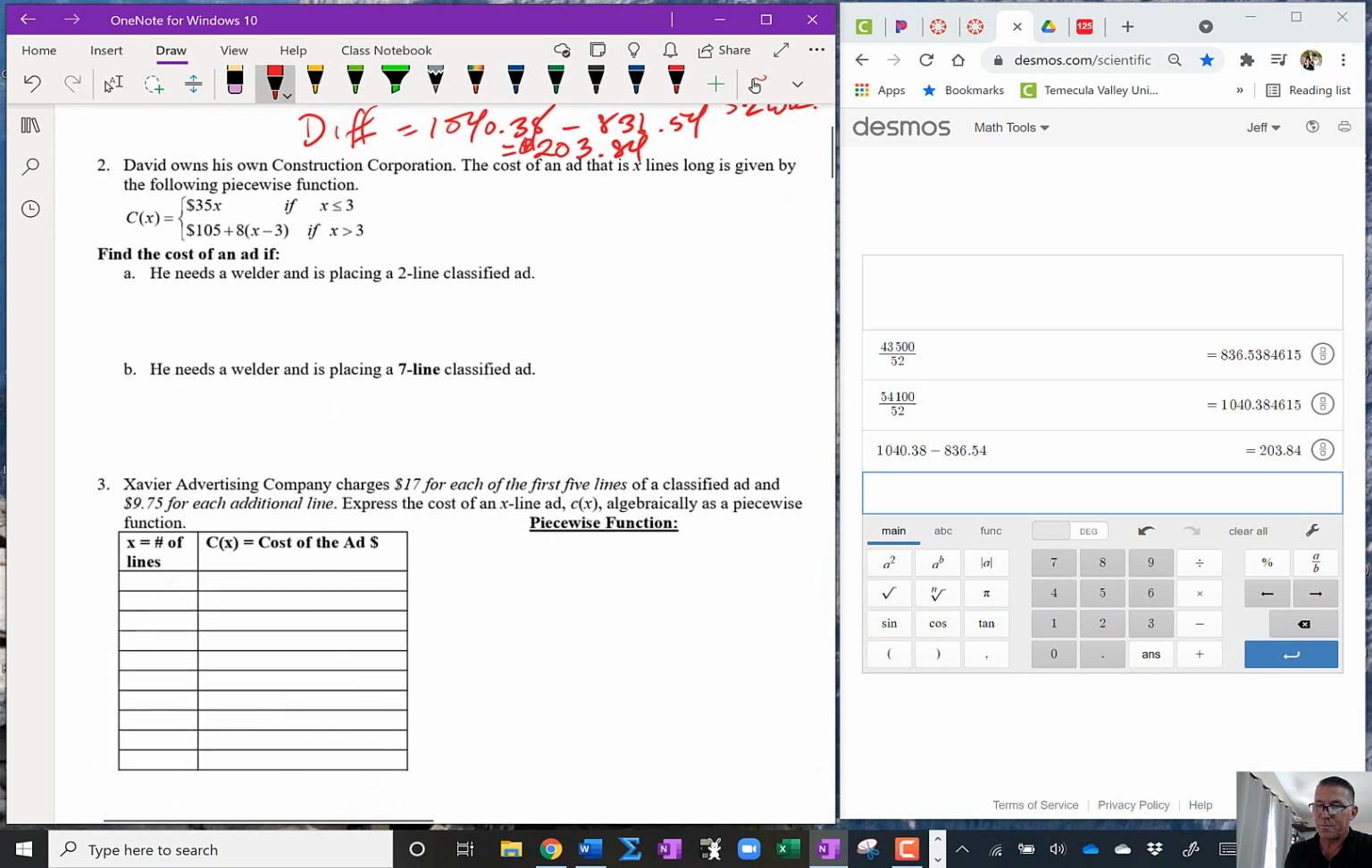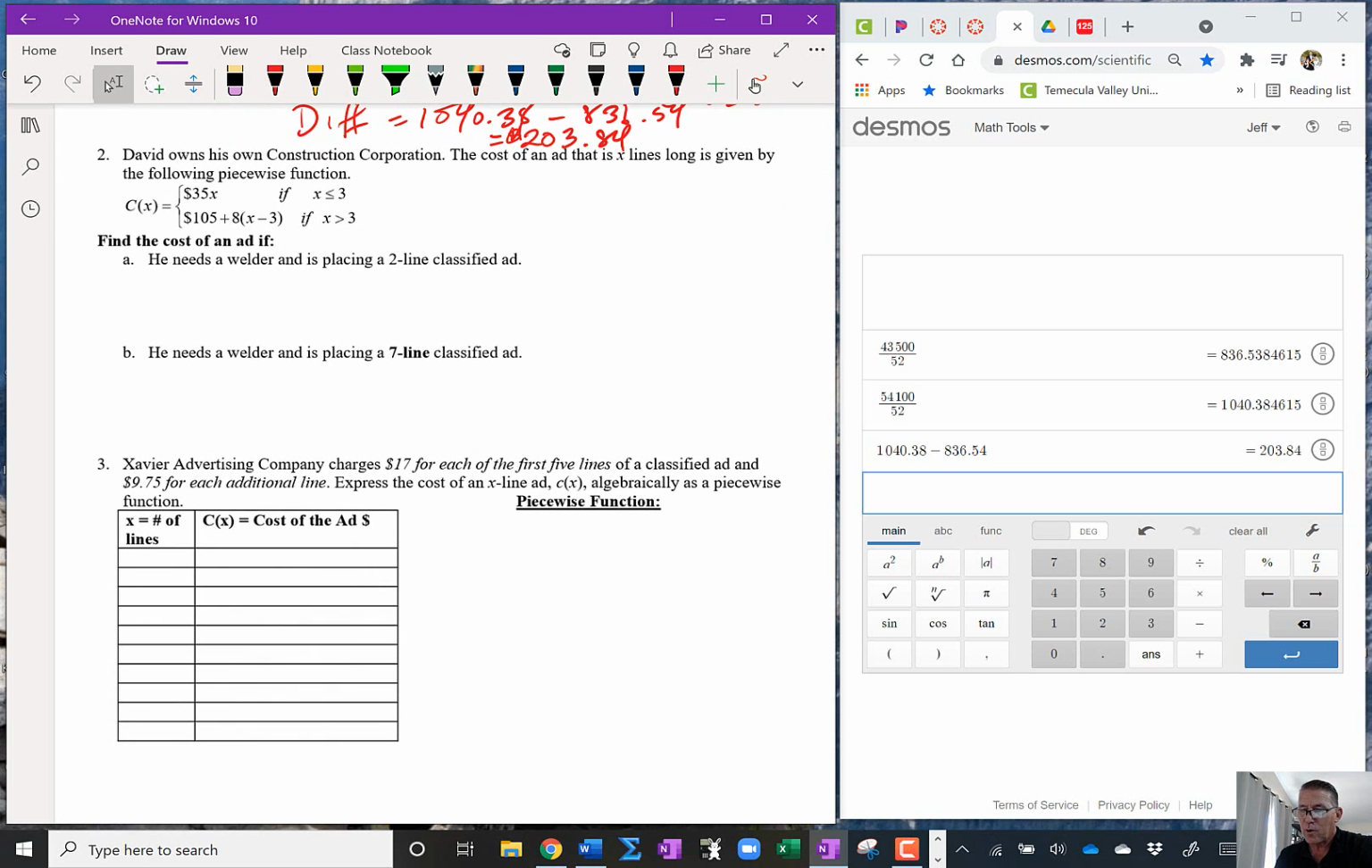Okay, number 2. David owns a construction corporation here. The cost of an ad for X lines, where X is the number of lines, is given by this following piecewise function. He needs a welder and is placing a 2-line ad. So here X is 2. We want to find C of 2.